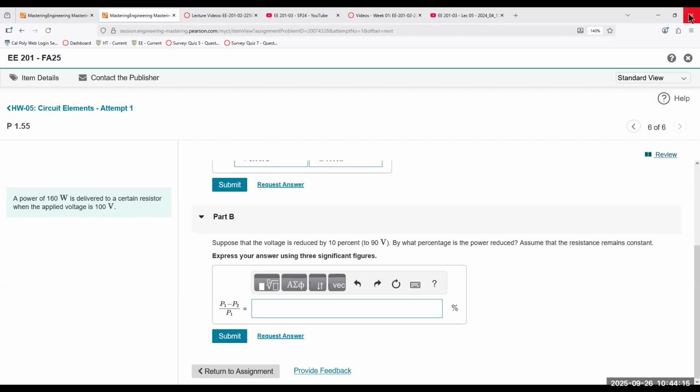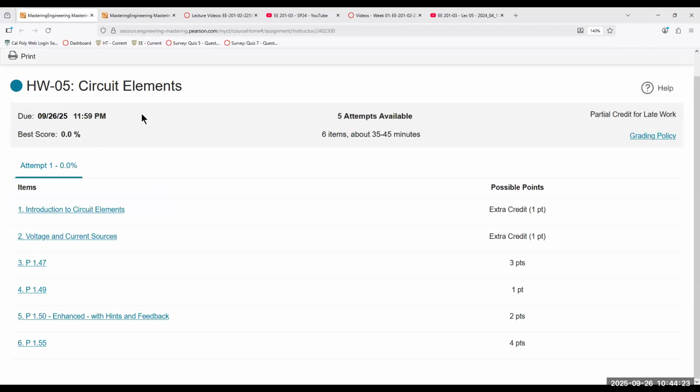Okay. Let's move to homework 6. I think that's about combining resistors in series and parallel. Anybody take a crack at that yet? Homework 6.